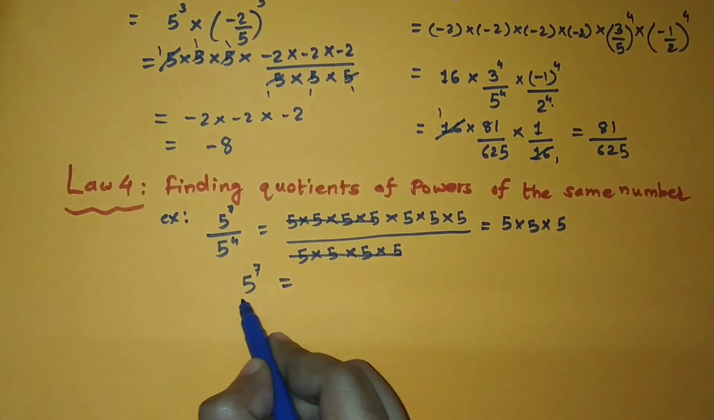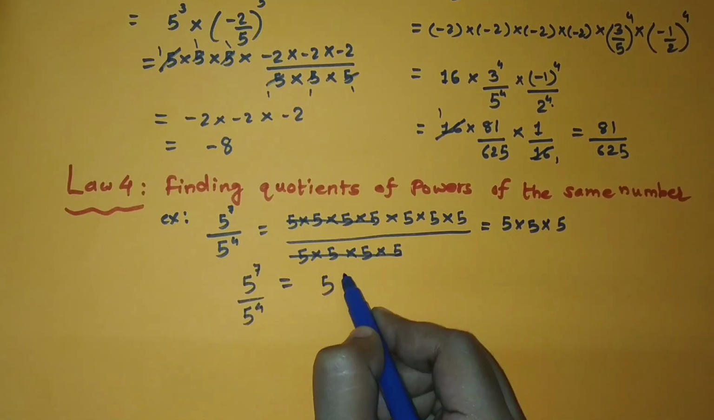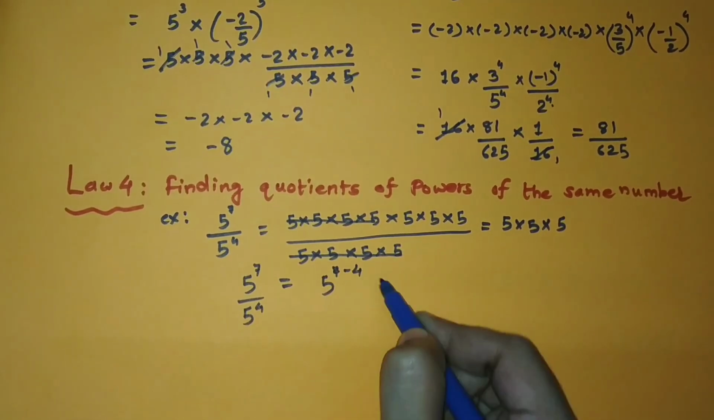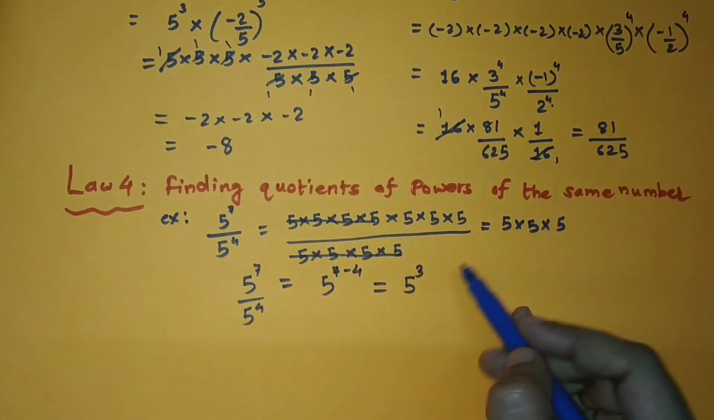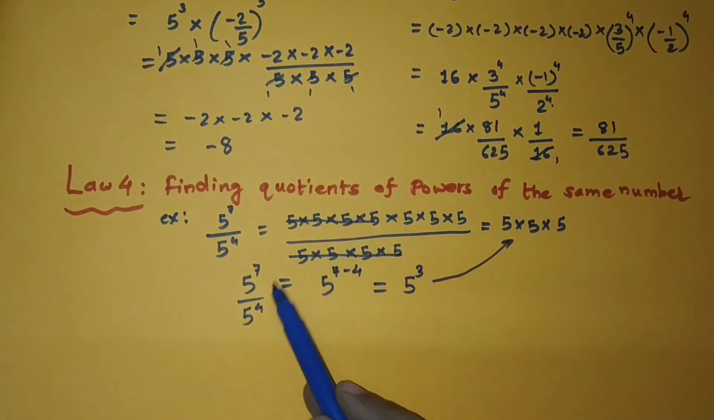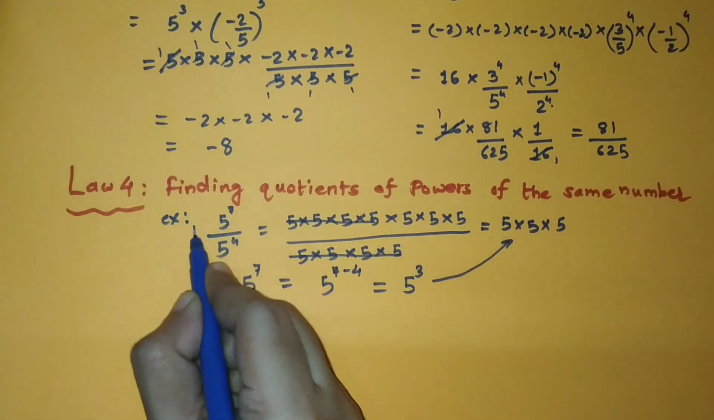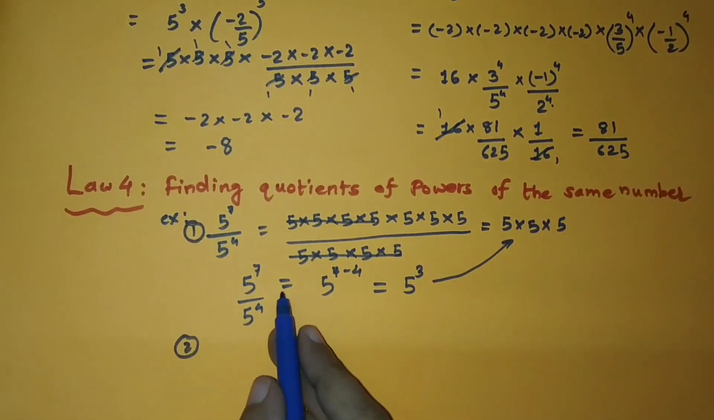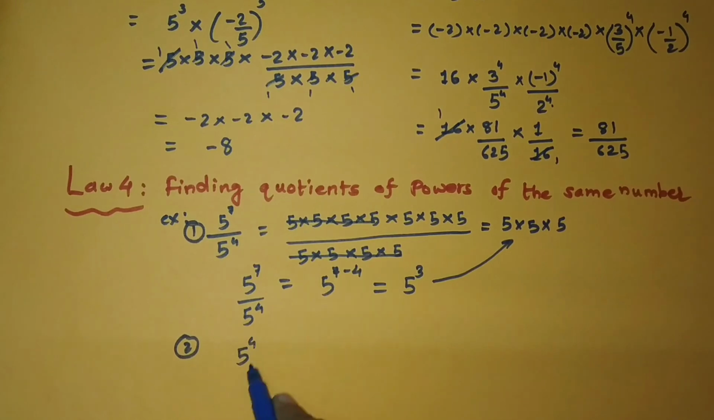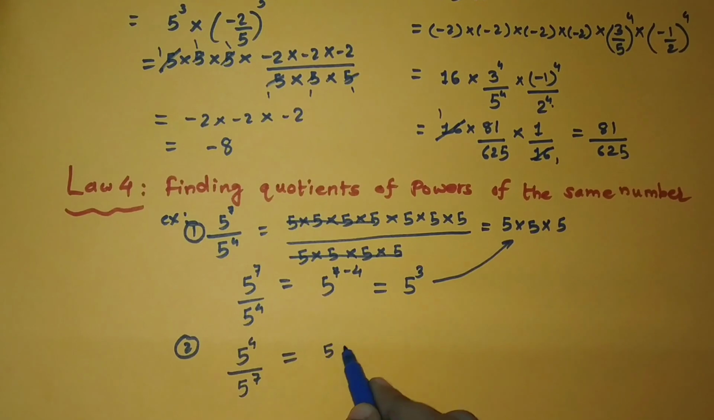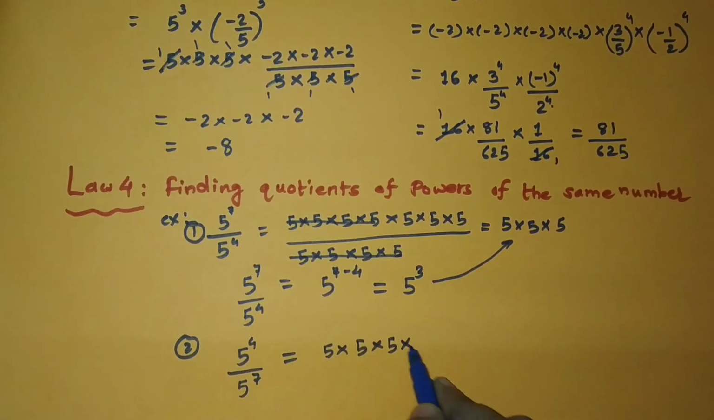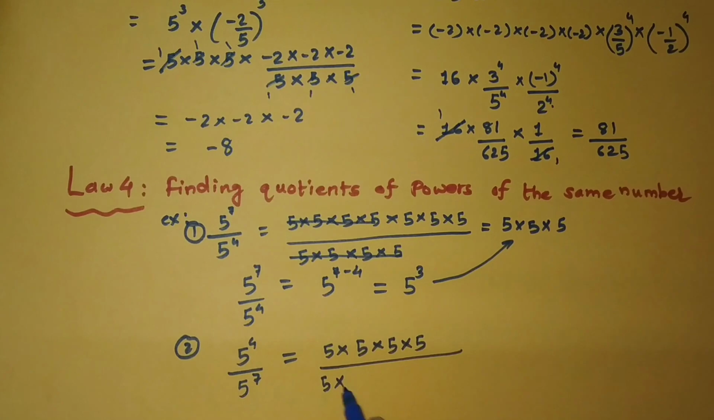5 to the power 7 divided by 5 to the power 4 is nothing but 5 to the power 7 minus 4. That means what are you left with? 5 to the power 3. So here these 4 factors you have subtracted from these 7 factors. You can understand it like this. This is case 1. Suppose another case is there, that is 5 to the power 4 divided by 5 to the power 7. So again, here 5 to the power 4 means 5 is going to multiply 4 times, and here 5 to the power 7 means you need to multiply it 7 times. That means 7 factors here.